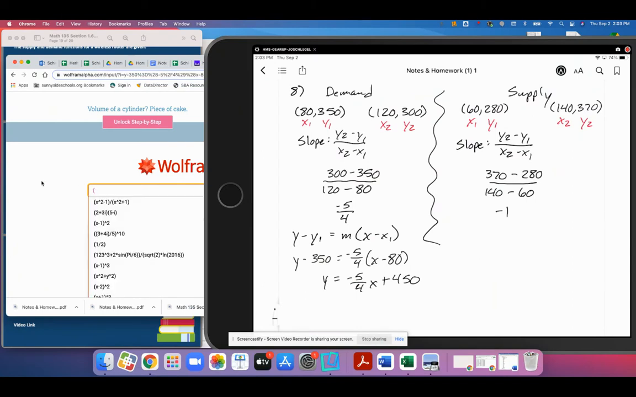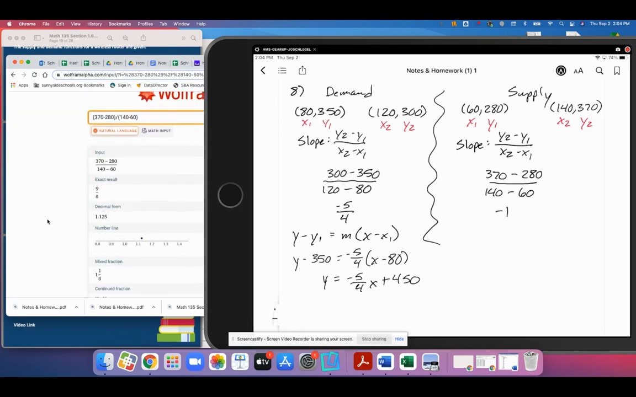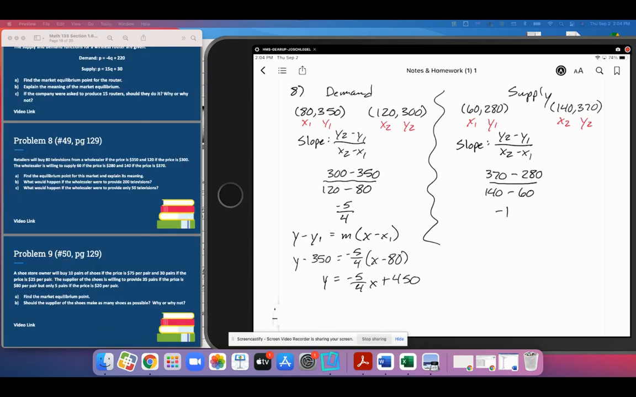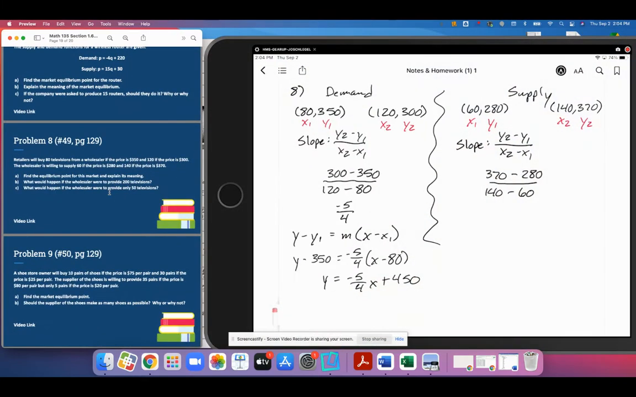We will see. So 370 minus 280 over 140 minus 60. And I was a little bit off. 370 minus 280 and 140 minus 60 leaves us with a slope of 9/8. Good thing I checked with Wolfram. Was that a positive 9/8 or a negative 9/8? Positive 9/8 even. Holy moly, I was way off. Okay, so we get a positive 9/8 as our slope.